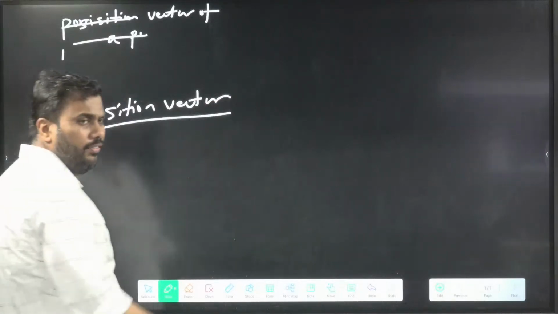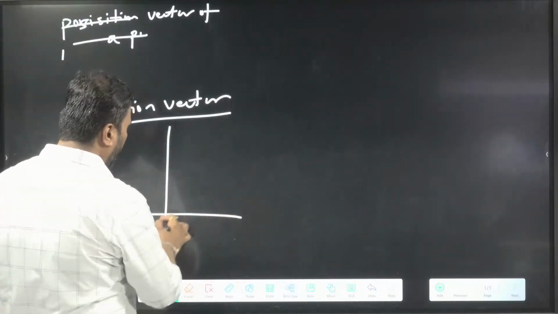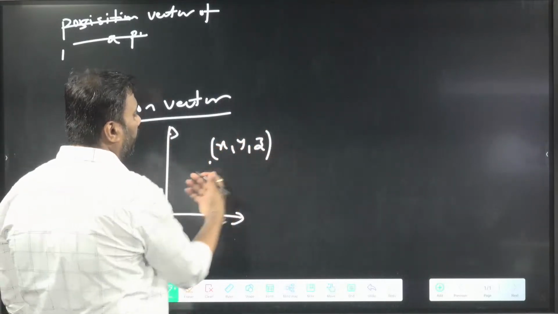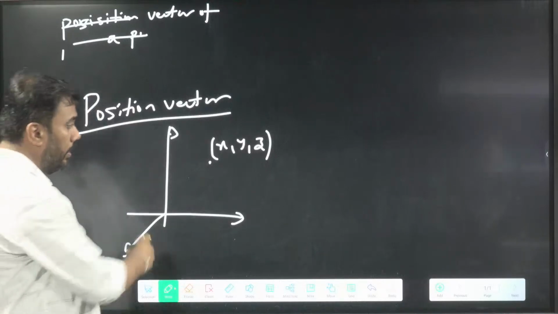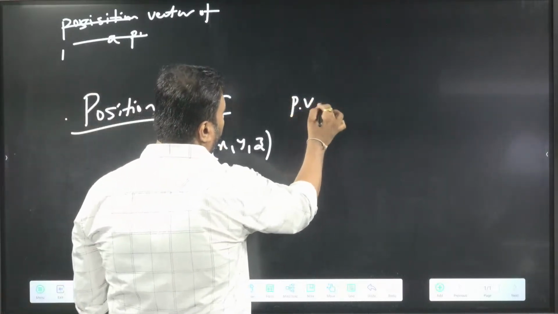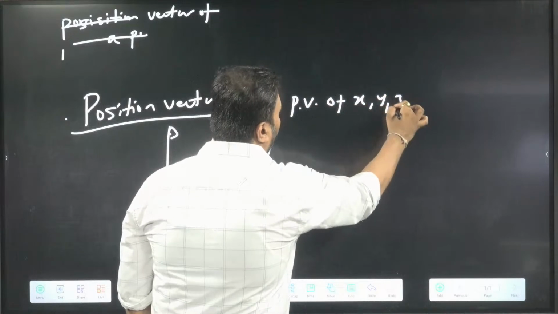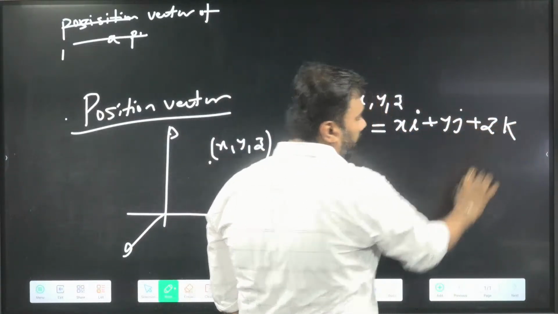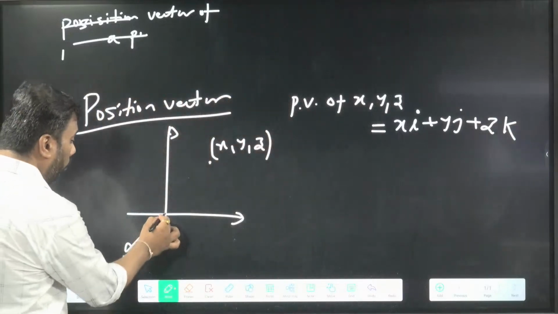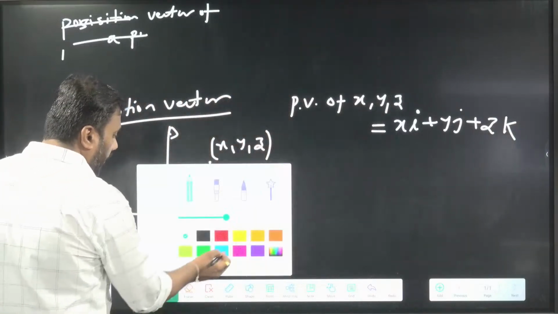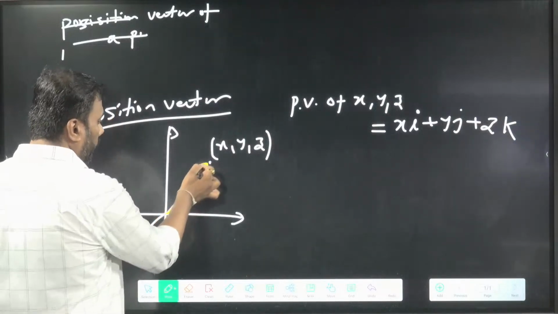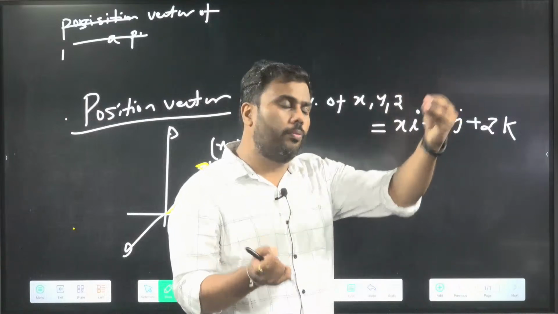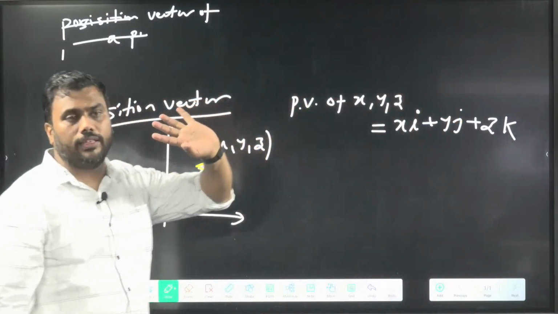Position vector of a point. I think we have covered it, but let us redo it. If there is a point in XYZ space which is (x, y, z), the position vector of the point (x, y, z) is given by xi plus yj plus zk. This is a vector from the origin to the point.